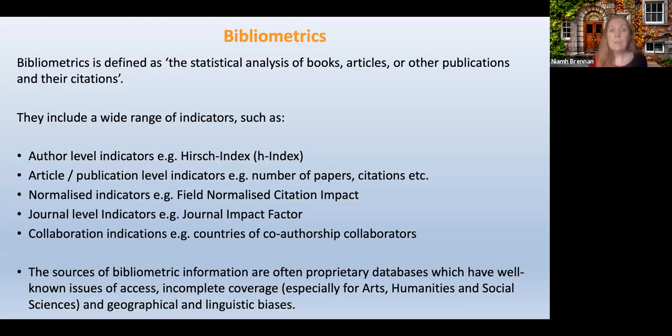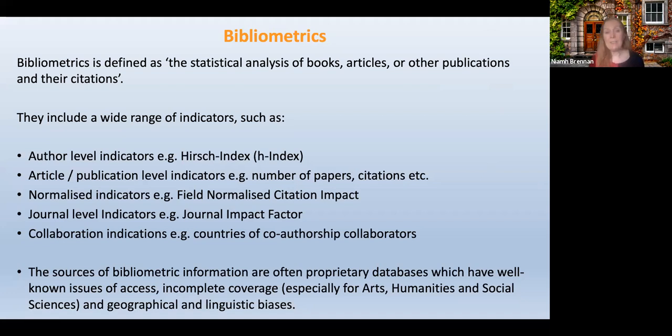Bibliometrics is defined as the statistical analysis of books, articles, or other publications and their citations. They include a wide and ever-increasing group of indicators, some examples of which I've provided here: the author-level indicators, such as the H-index or Hirsch index, and the article or publication-level indicators, like the number of papers and citations.